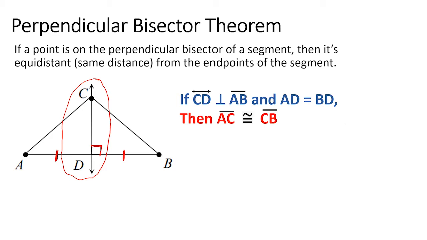And so that means that CB would also be congruent to AC. So if CD is perpendicular to AB and AD is equal to BD, then AC is congruent to CB. So these two lines would be congruent. That is our perpendicular bisector theorem.